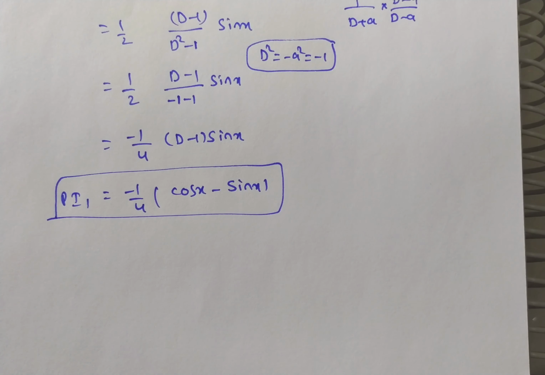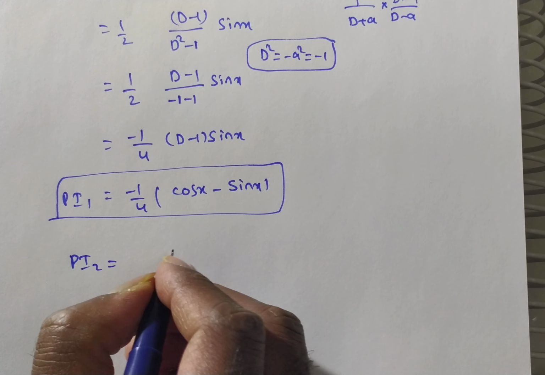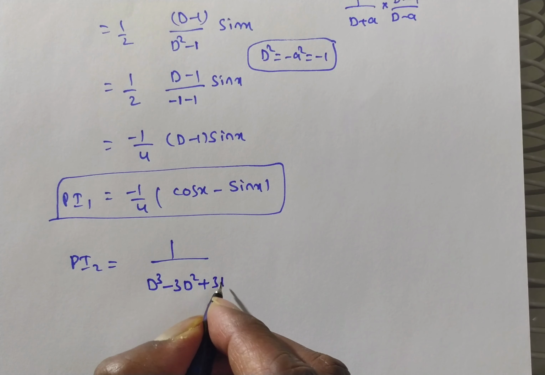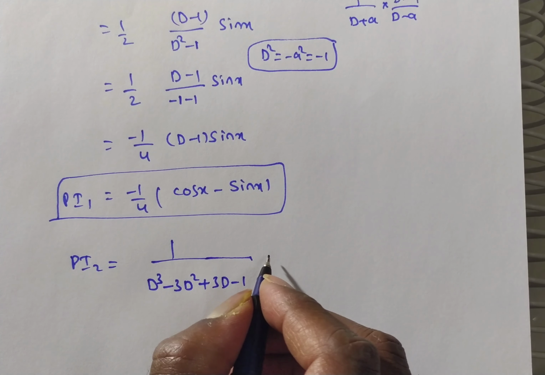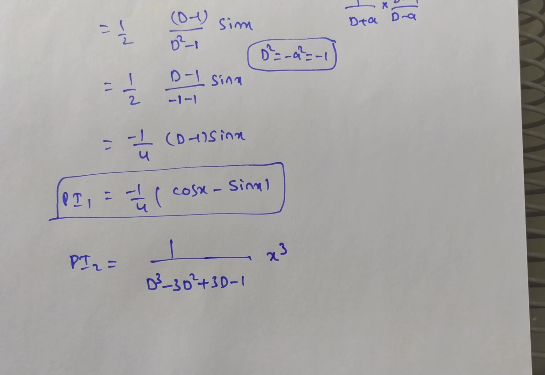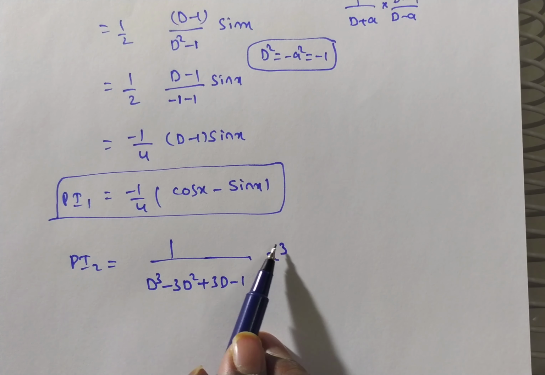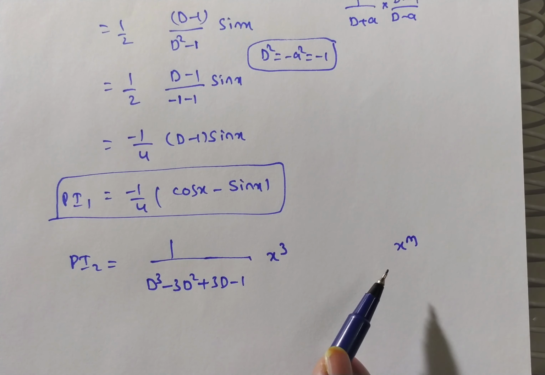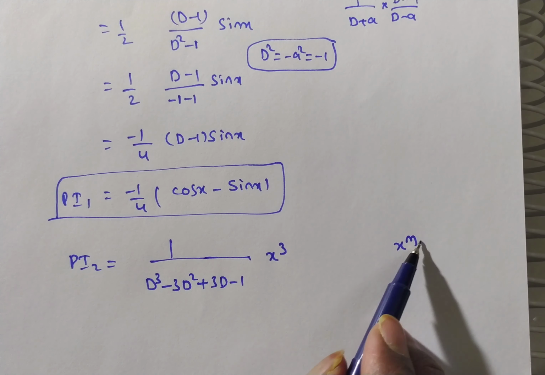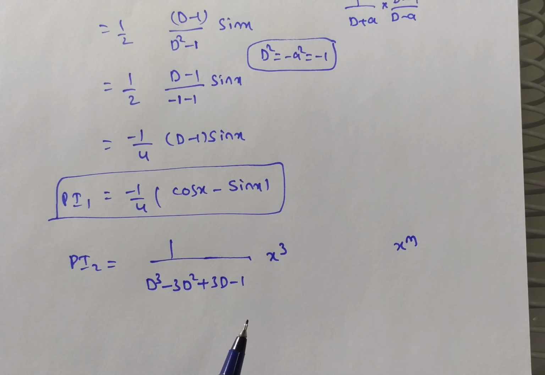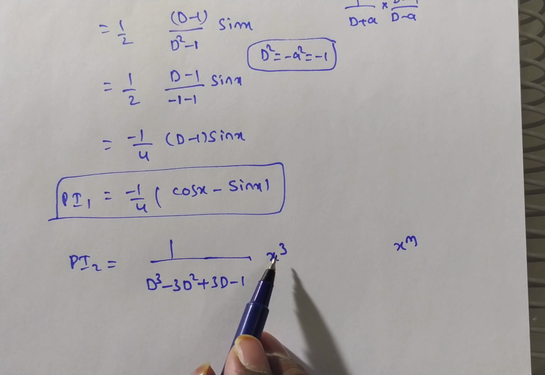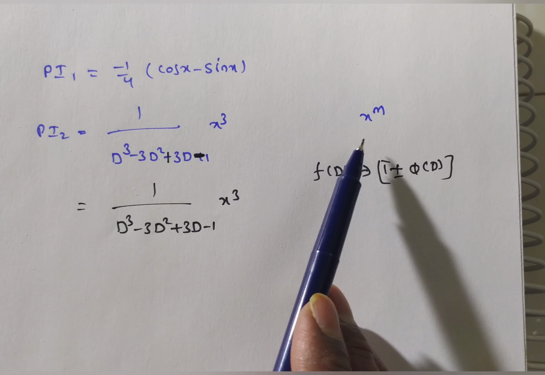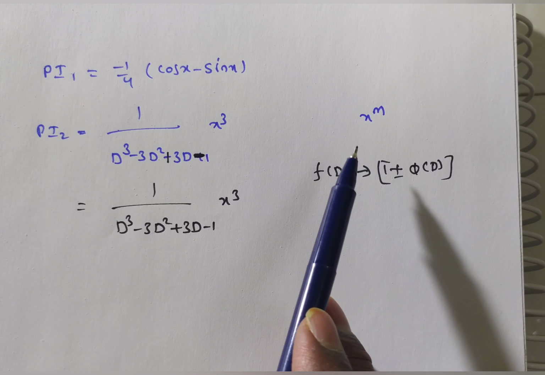Now we have to do particular integral 2. I am writing particular integral 2. We have 1 by D cube minus 3D square plus 3D minus 1 into x to the power of 3. Okay. Now you observe, this Q of x is a polynomial, in the form of x to the power of m. Whenever you have x to the power of m, with m being a positive integer, you can apply the shortcut method. Yes, in this case, whenever the x to the power of m form is there, then we can apply the shortcut method.